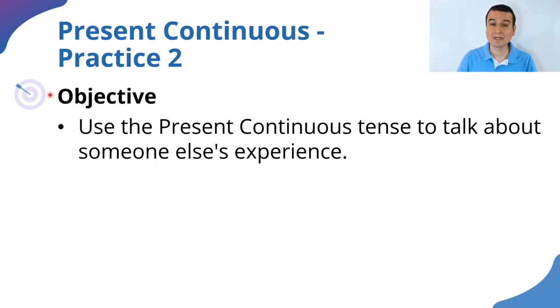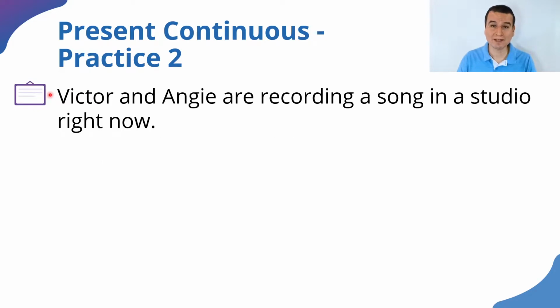Let me give you some examples, and I would like to make some clarification about the verb form that we are using for this, the form that we use of be, the auxiliary be. Victor and Angie are recording a song in a studio right now. That's very exciting. We're talking about Victor and Angie. That makes a plural subject, right? Victor and Angie, that's two, and that's why we're using are recording.